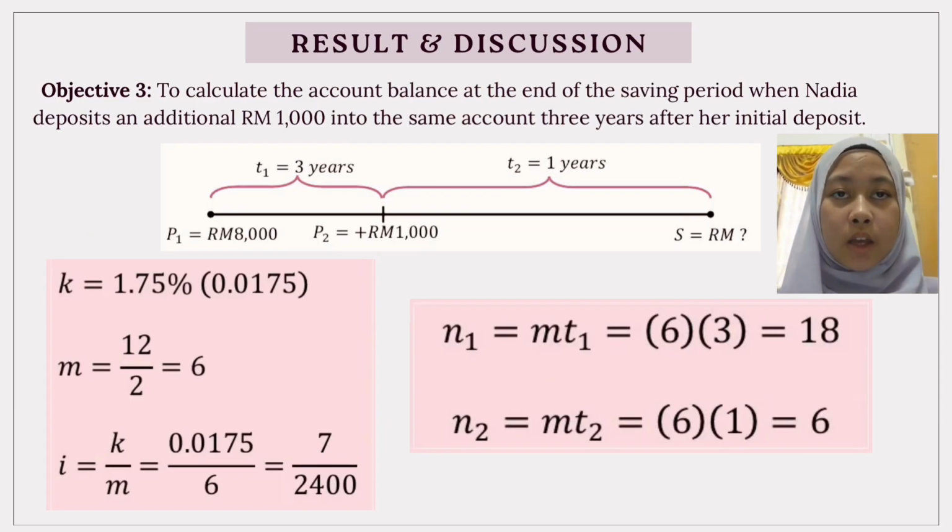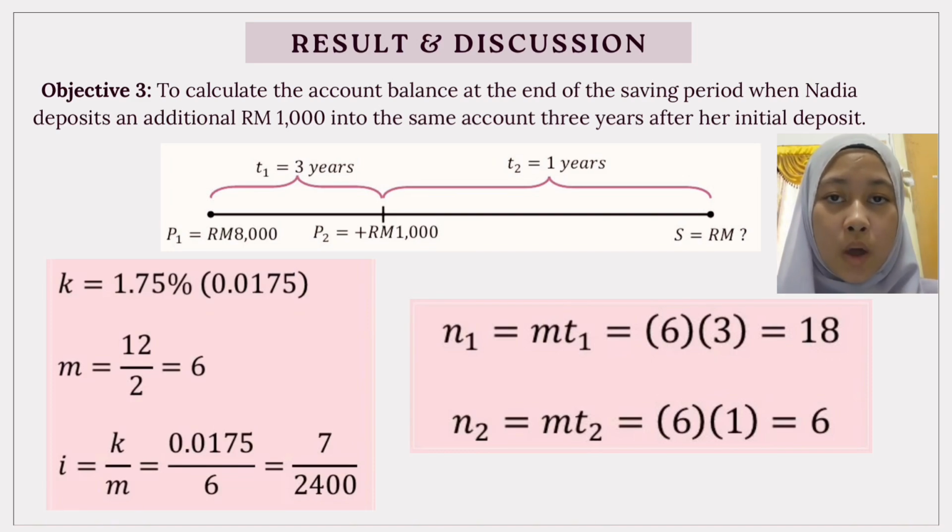Result and discussion, objective 3. To calculate the account balance at the end of the saving period when Nadia deposits an additional RM1,000 into the same account 3 years after her initial deposit. Based on the information given, Nadia's principal amount, which is P1, equals 8,000. After 3 years, she decided to deposit an additional amount, which is P2, equals RM1,000, and we need to find the account balance at the end of the savings period, which is S, after 1 year from the additional amount added. The annual nominal rate is 1.75% equivalent to 0.0175.